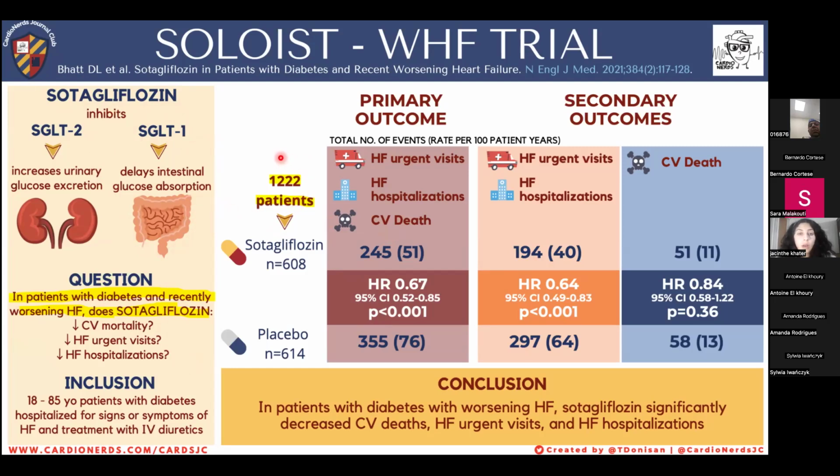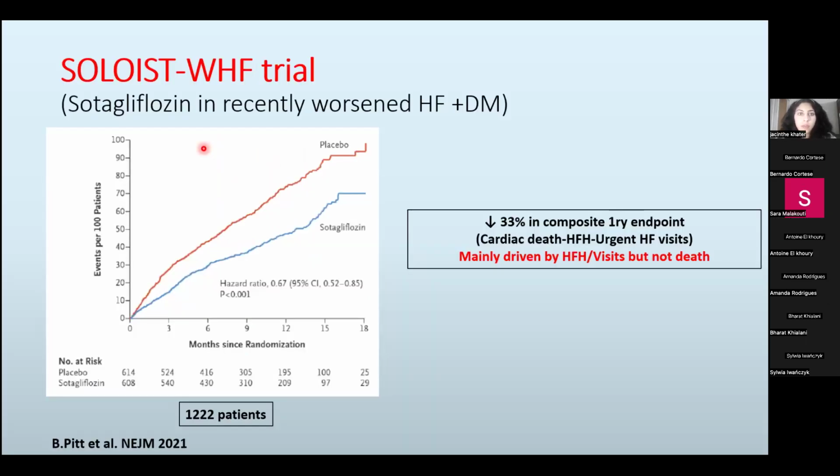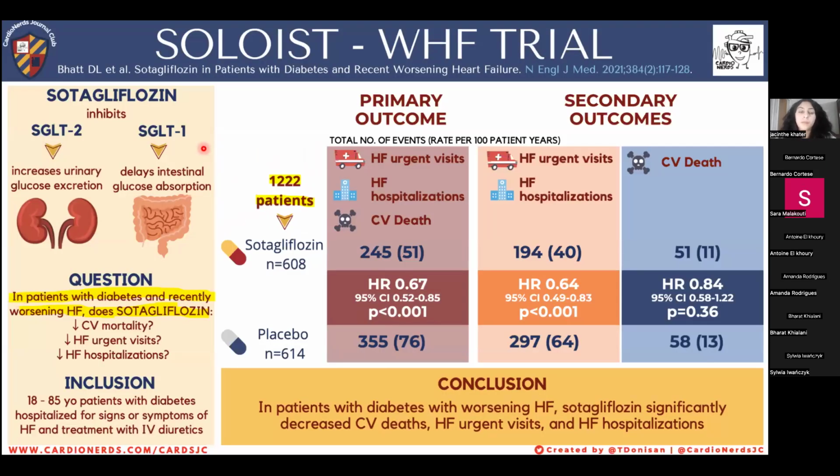And so out of all of these patients, 1,222, they came up with this conclusion right here: in patients with diabetes with worsening heart failure, this drug, sotagliflozin, significantly decreased the CV death, the heart failure urgent visits, and also the heart failure hospitalizations. All of them, composite endpoint. Yeah. And no difference in death. That is 11 and 13% cardiovascular death, actually.